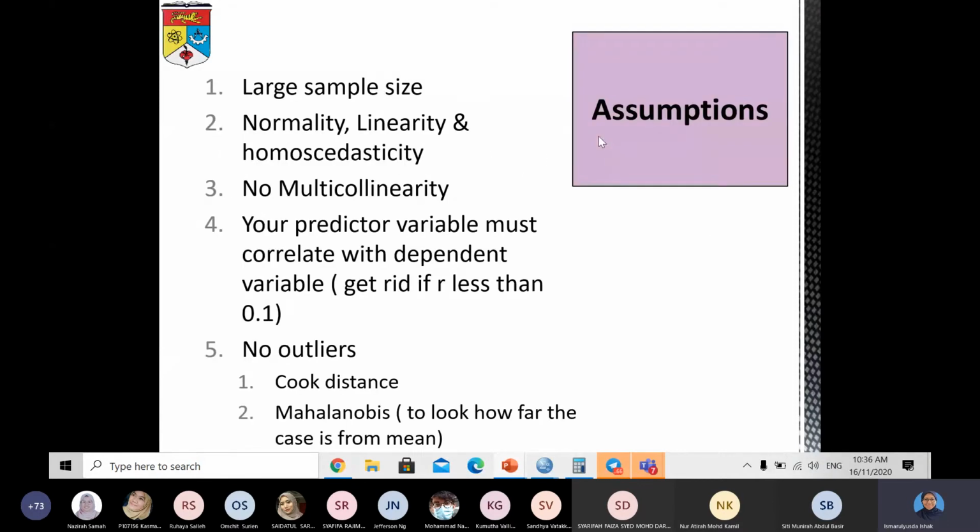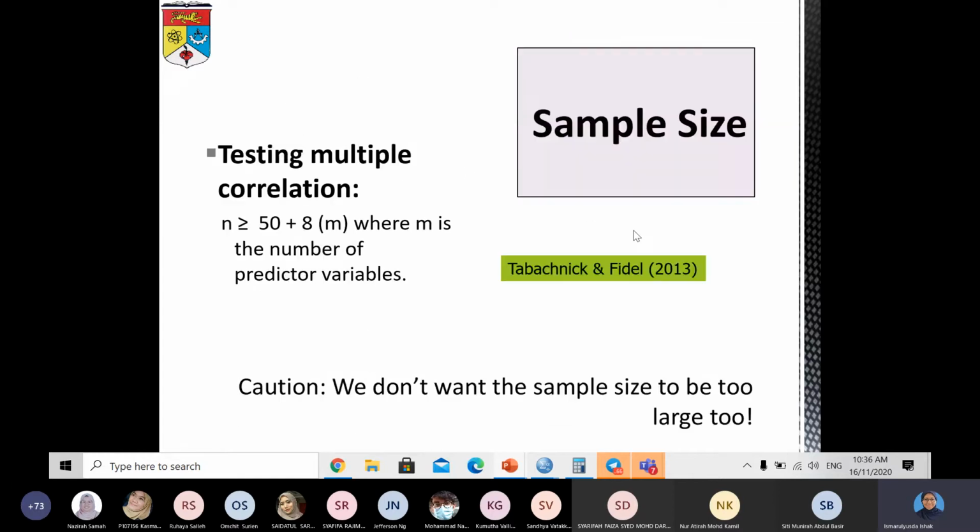In multiple linear regression, there are many assumptions. The first is large sample size. Make sure you calculate the sample size. You have to look at the normality, linearity, and homoscedasticity. You have to look whether there is multicollinearity. And you have to make sure the predictor variable is correlated with the dependent variable. Get rid of it if R is less than 0.1. And make sure there are no outliers by looking at Cook's distance and Mahalanobis distance. Look at them one by one.